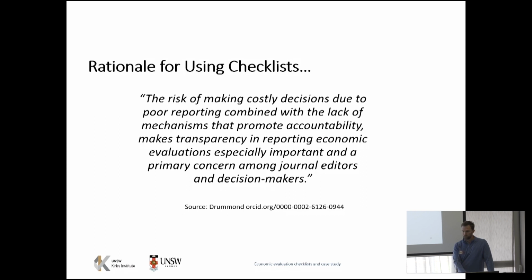So the rationale for using checklists is that the risk of making costly decisions due to poor reporting, combined with a lack of mechanisms that promote accountability, makes transparency in reporting economic evaluations especially important and a primary concern for journal editors and decision makers. So essentially, given the importance that economic evaluation holds in decision making, it's important to be transparent about what's actually going into those economic evaluations, especially for the decision makers.